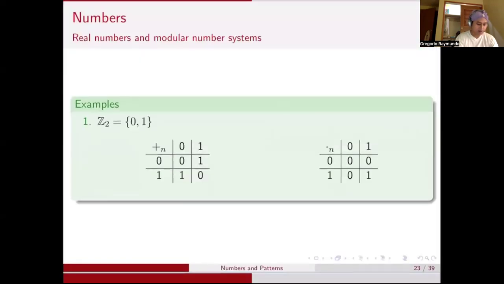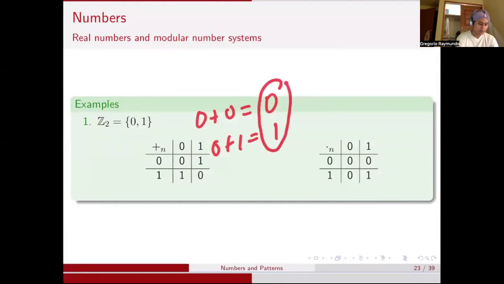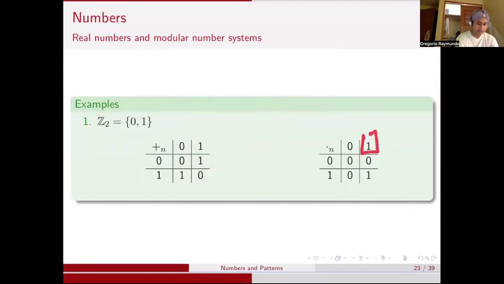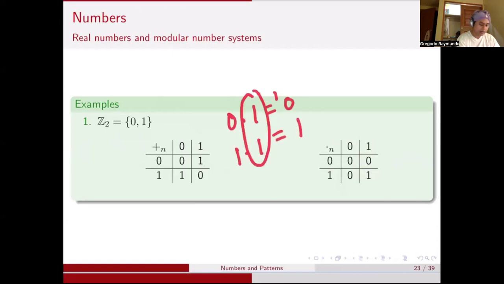inverse. So, halimbawa dito, 1 times 1, 1. 1 ang multiplicative inverse, 0 ang additive inverse. Bakit? 0 plus 0 is 0. 0 plus 1 is 1. So, nakuha natin yung original numbers na to kapag inadd mo sa 0. Dito, 1 ang multiplicative inverse. 0 times 1, 0. 1 times 1, 1. So 1 ang multiplicative identity.